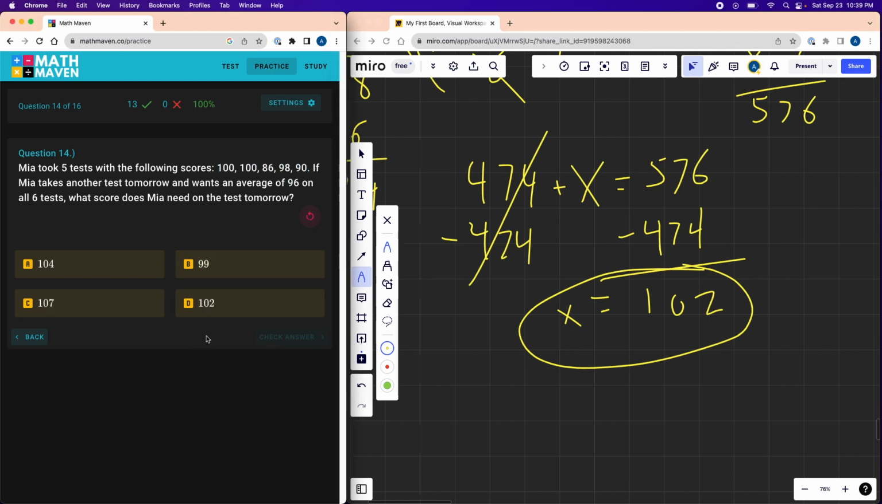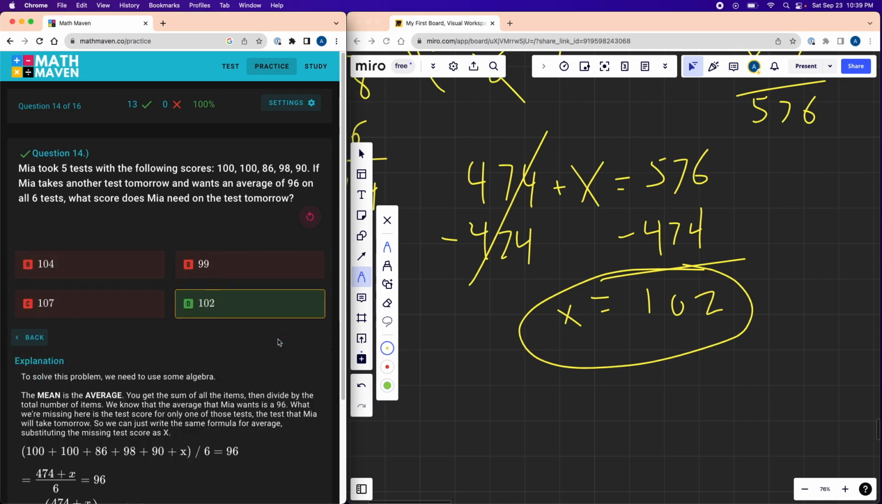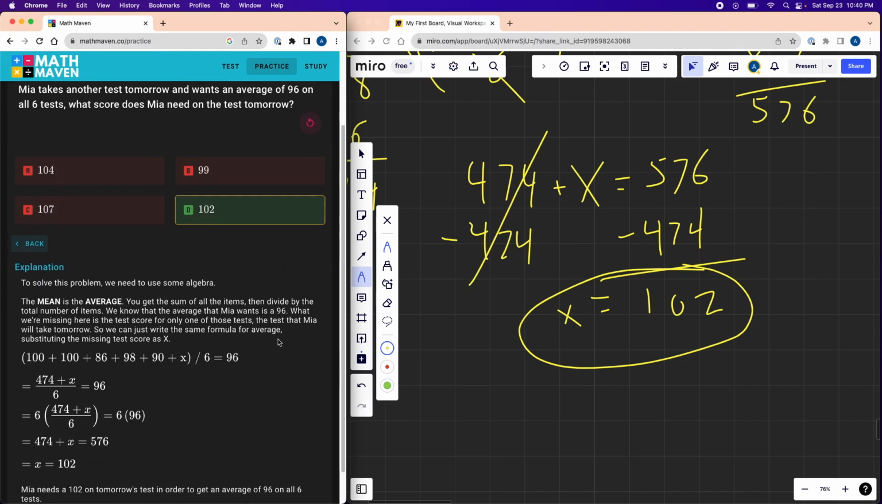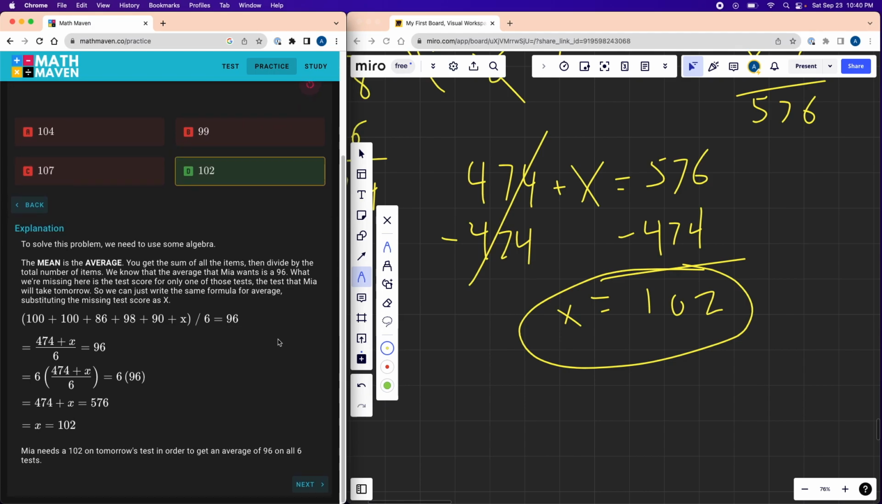She needs a 102, which happens to be answer D here. We will select that one, check the answer, and that turns out to be the correct answer there, with all the explanation as such here, very similar to what we have done already.